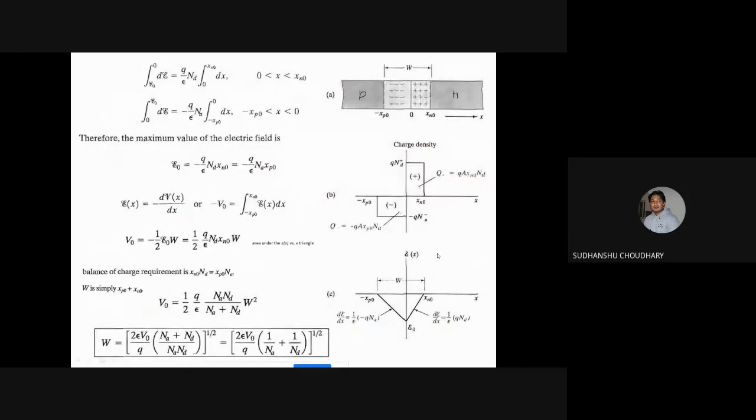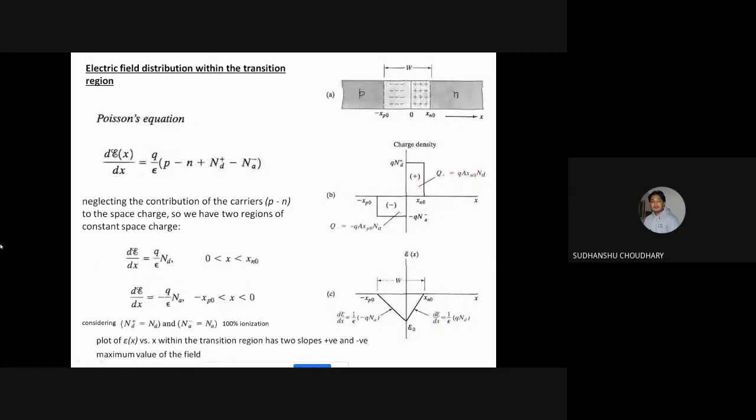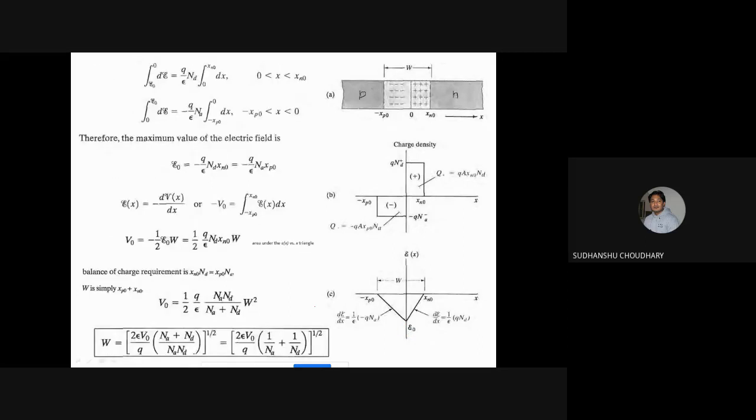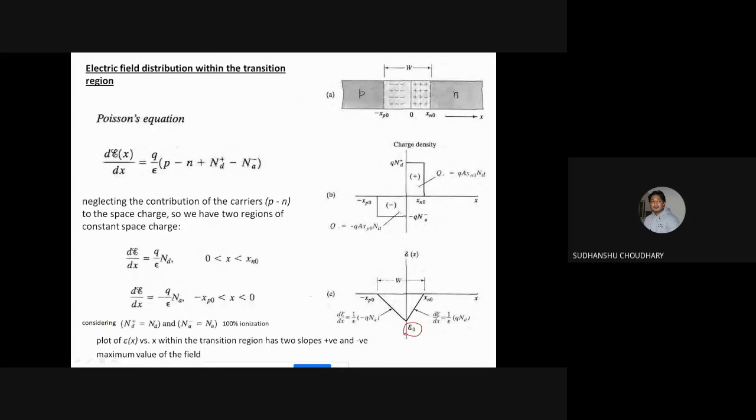Now let us try to find out this electric field E naught, that is, the maximum electric field, which actually appears at the junction itself. For finding out E naught, we can utilize this equation, or you can utilize this equation. Either of these two equations one can utilize to find out the strength of the maximum electric field appearing at the junction.